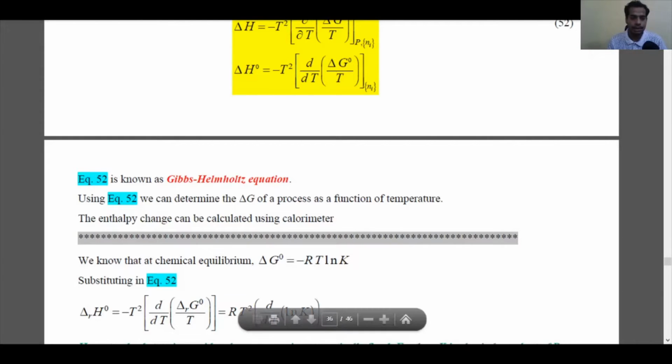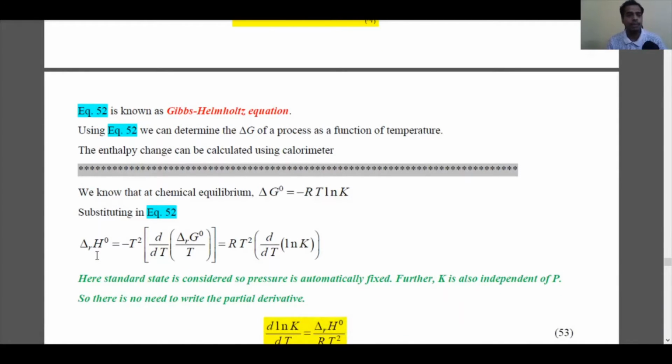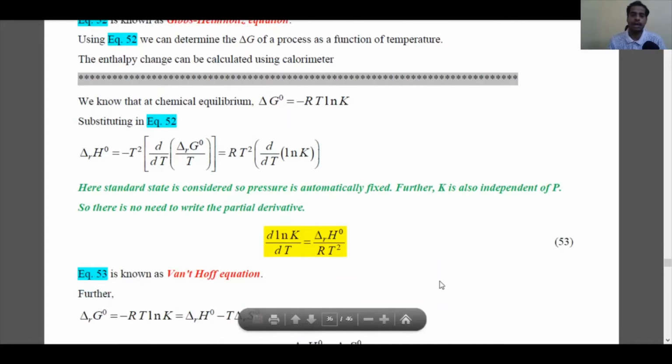What am I getting? I will get reaction enthalpy at standard state is equal to RT square d by dT ln K. If I rearrange that, I will get d ln K by dT is equal to reaction enthalpy at standard state over RT square. This equation 53 is known as the Van't Hoff equation.